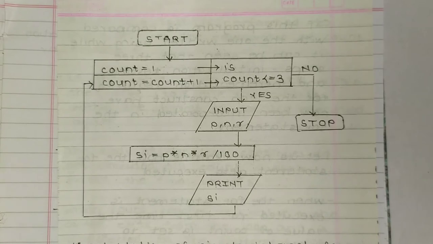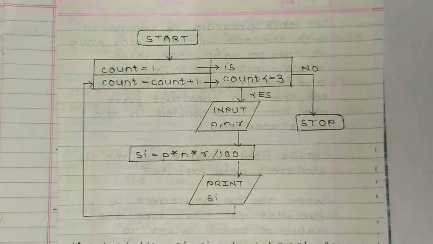This is the program for simple interest for three sets of P, N and R. First we write start, then count is equal to 1, then count is equal to count plus 1, then check whether count is less than or equal to 3. Initially count is 1, that means we are starting from 1. Now the arrow is pointing toward the check count is less than or equal to 3.